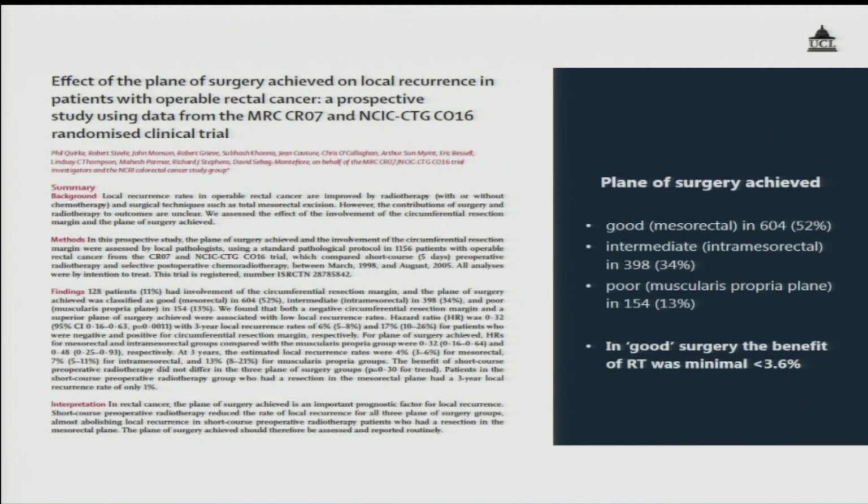When Phil Quirk went back and looked at the CR07 paper in greater detail, what he showed was that you could then look at the surgery and define it in terms of how well the surgery is being done. And if you've got good mesorectal surgery, and that's what we use as the Quirk grading now, radiotherapy is of minimal benefit, less than 3% benefit on the same CR07 paper.